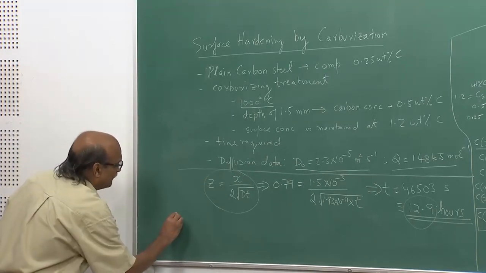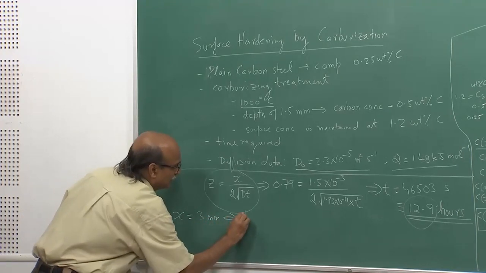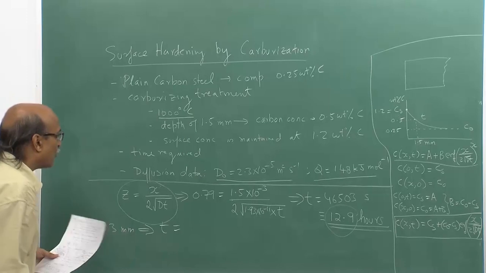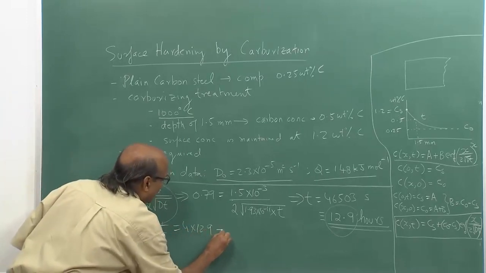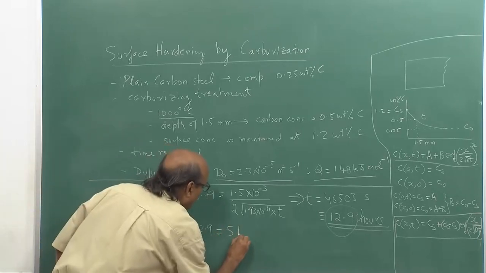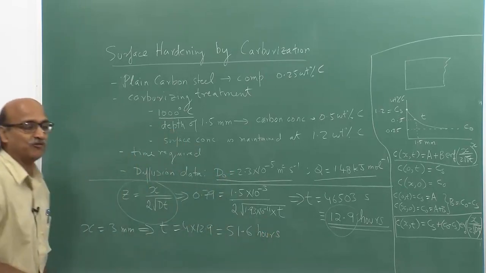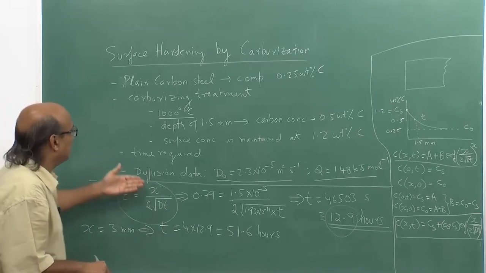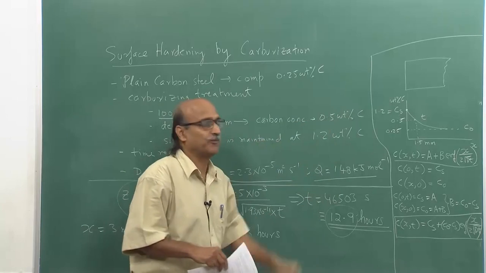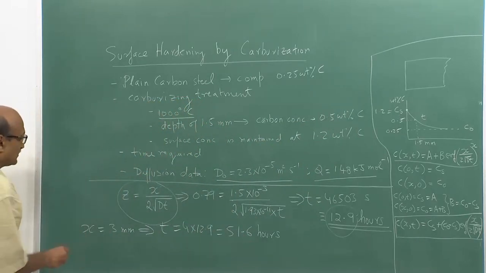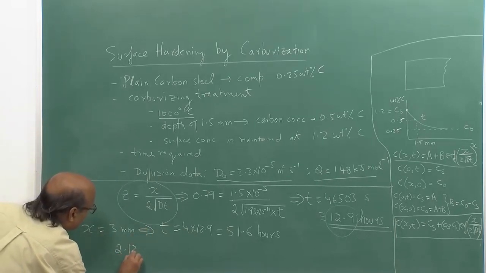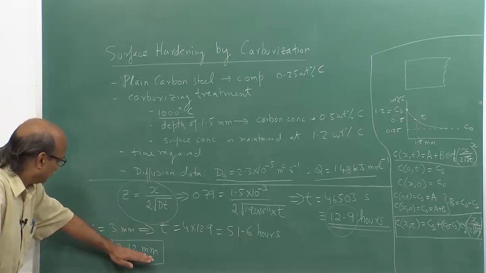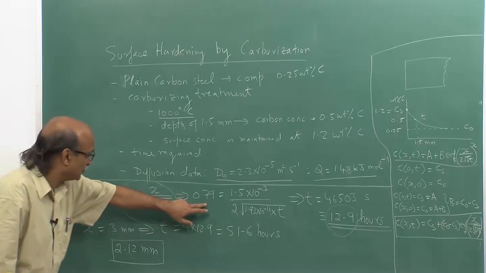So, if x is equal to 3 millimeters, at which the concentration should be 0.58%, time will become 4 into 12.9, and that would take me to almost 52 hours, more than 2 days of carburizing. Similarly, I leave it to you: if I double the time, then at what distance x will I get a carbon concentration of 0.58%? I'll give you the answer to this. The answer is 2.12 millimeters, and you can work it out just the way we worked this out: if I double the time, what is going to happen to x for the same z value of 0.79.